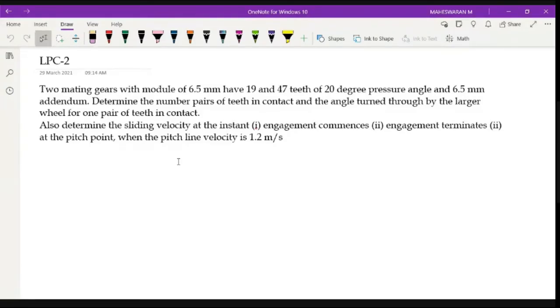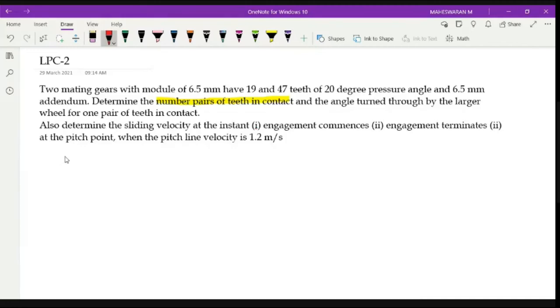If they ask for the number of pairs of teeth in contact, then we have to find the length of contact, the arc of contact, and only then can we find it. But it is an 8 mark question. Yes, it's a 16 mark problem. Even though the statement is very simple, they say you only have to identify the pair of teeth. But to identify the pair of teeth, you have to identify the arc of contact, which means you have to solve everything. So that is it. Okay, let it be.